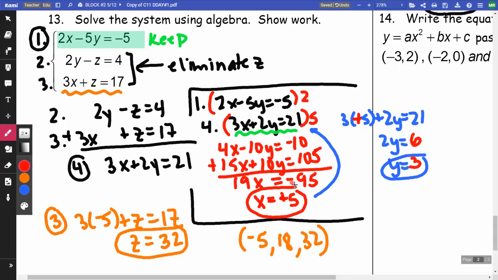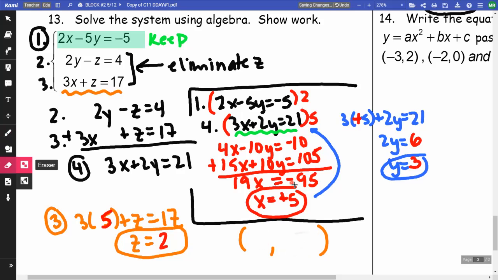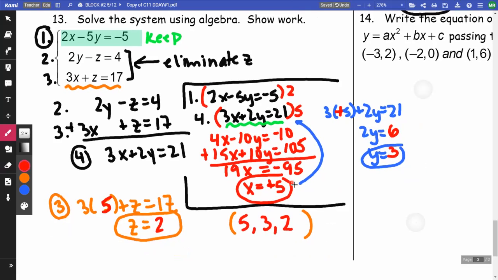If my y is 3 and my x is a positive 5, into this equation over here, this is going to be a positive 5, so that is a 15 that I'm going to subtract from both sides. So I get a 2. I do apologize about that. Sorry, guys. So I'm going to get 5, 3, and 2 as my answer. Okay. On 14.